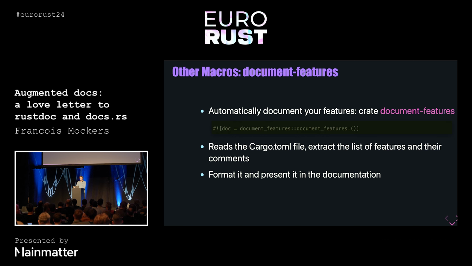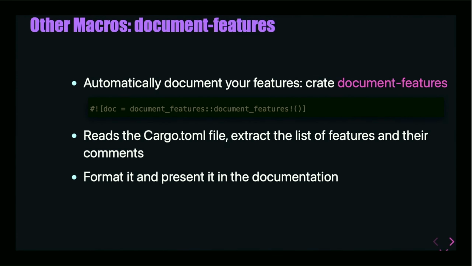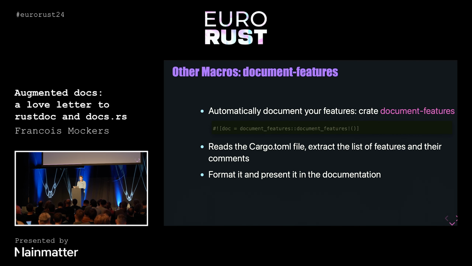But it's not only include string macro. For example, there is a very useful one called document features that will automatically parse the cargo.toml file, extract the list of features you have and their comments, format it, and present it as documentation. Features are currently something that is very, very poorly documented on Rust crates. They have a name that is sometimes understandable, not always, and it's not really possible to extend the cargo.toml format to add a mandatory documentation for them, because it would break every existing cargo.toml file.